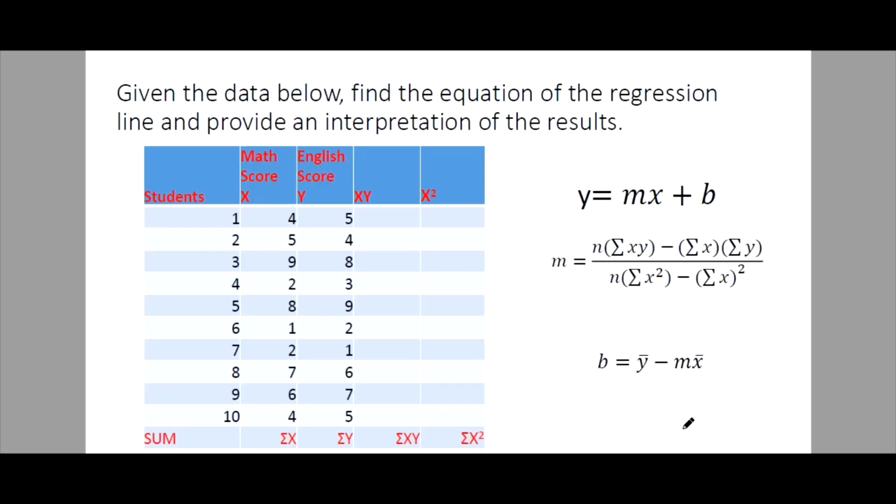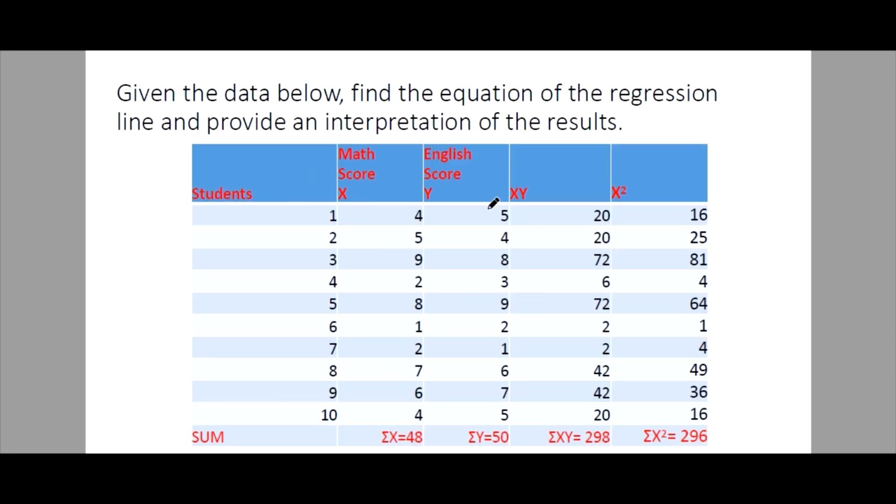So given the data below, find the equation of the regression line and provide an interpretation of the result. This example is from your book, and we're only given this data. All we need to do is get the summation of x, summation of y, the xy and its summation, the x squared, and the summation of x squared. After that, we will compute the mean of y and the mean of x, the x bar, for the y-intercept. Okay, so let's start.